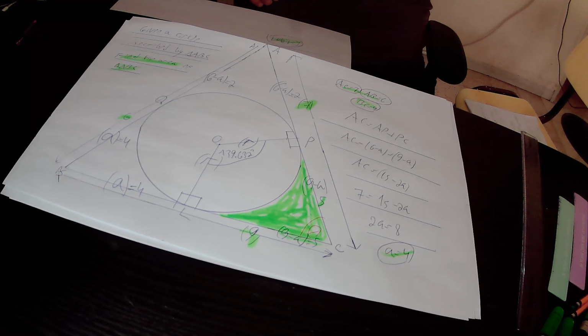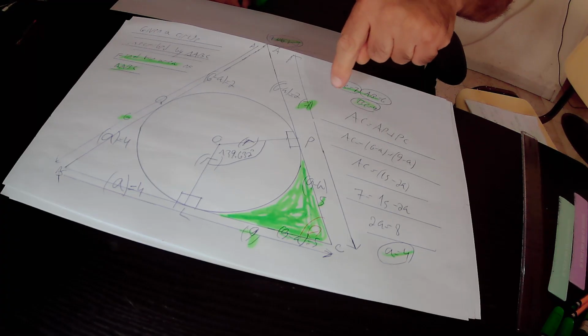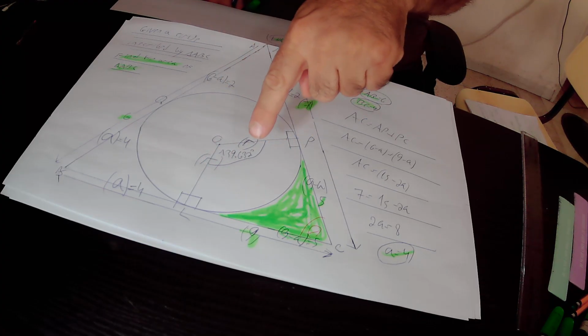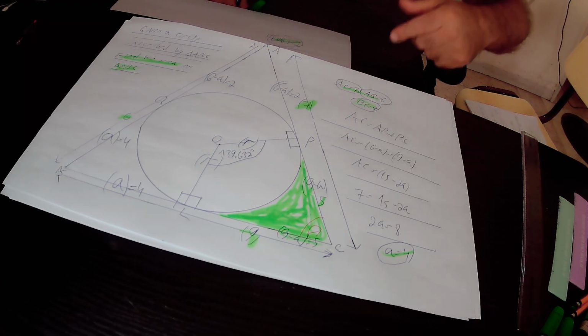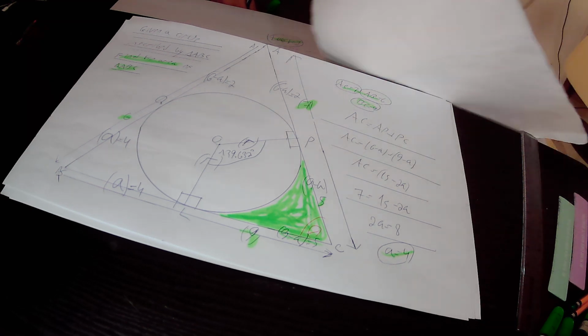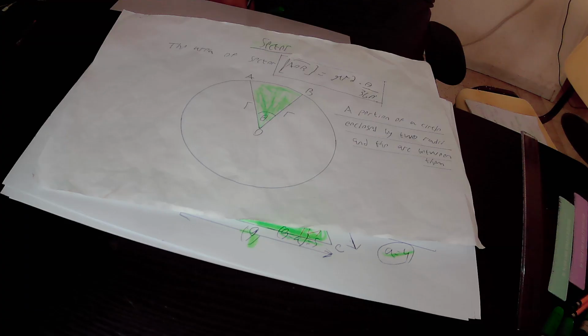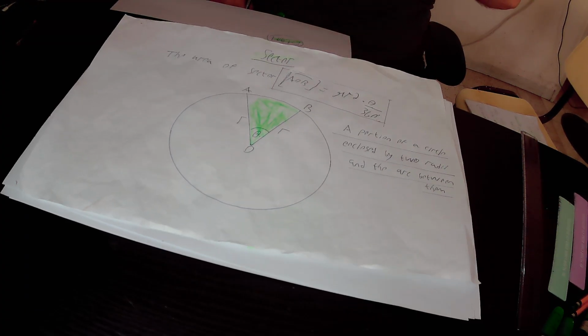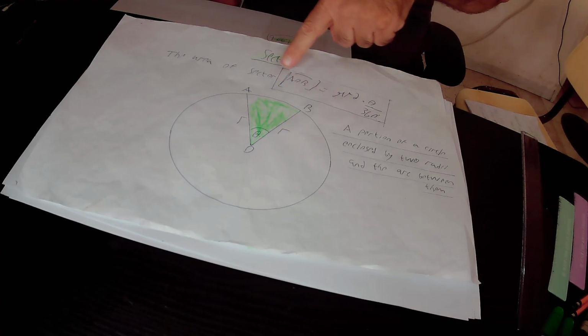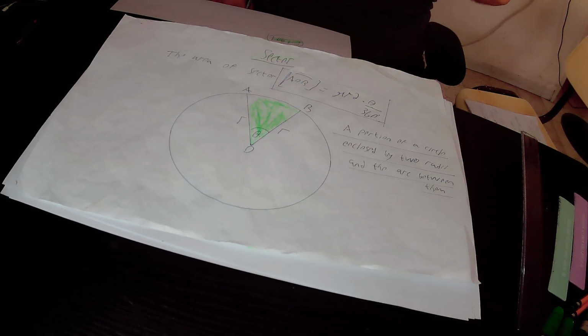So this is sector POL. What is a sector? A sector is a portion of a circle enclosed by two radii and the arc LP between them. I repeat again: the green shape AOB is a sector, a portion of this circle enclosed by two radii and arc AB between them. The two radii are defined as the legs of the sector.